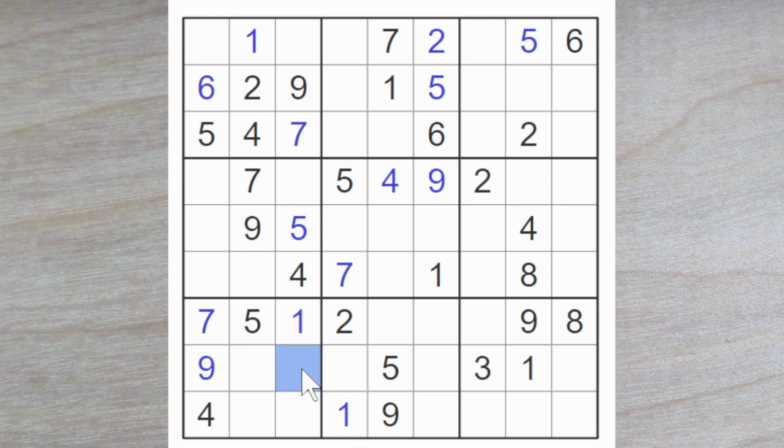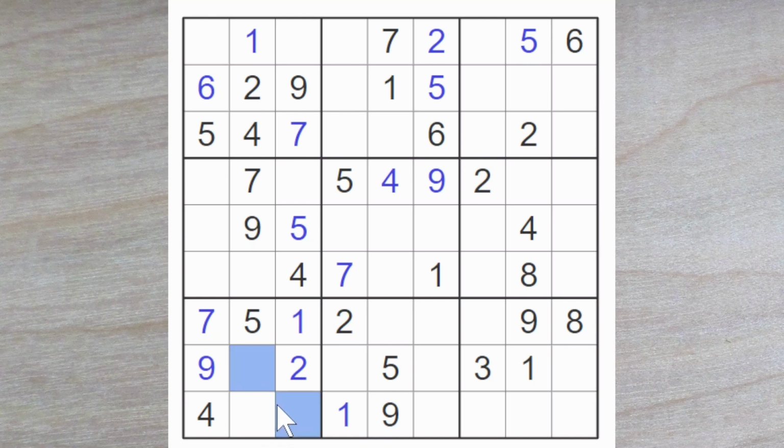So we need to figure out what to do with these three squares, because they can't be 6 and 8. Therefore, there must be a 2, 4, and a 7. There's a 7 and a 4 here in this box, namely here. Therefore, this must be a 2. And this is now a 4, 7, and this is a 4, 7.